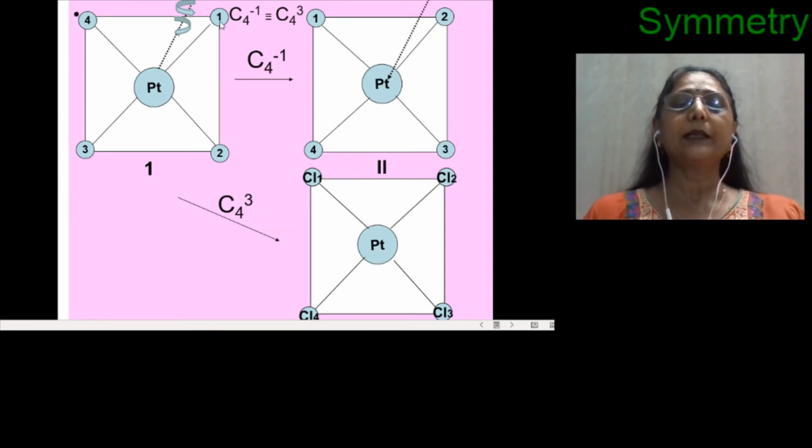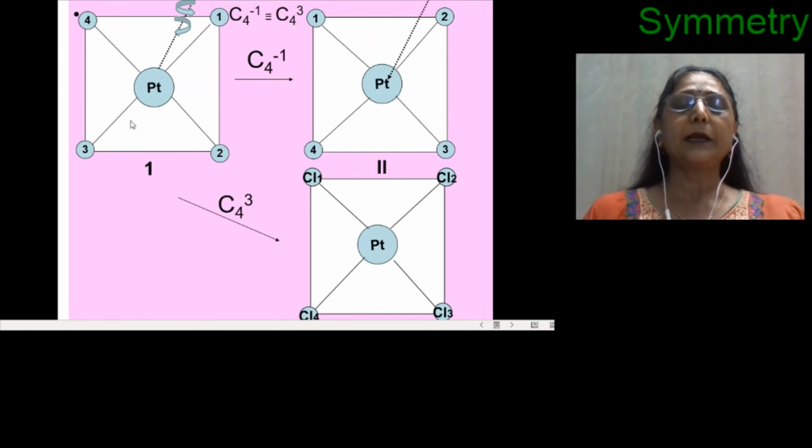What will happen in that case? This chloride 1, after anti-clockwise rotation 1 time, will go over here. 4 will come in place of position 3, 3 will go in place of position 2, and 2 will come over here in place of position 1. So this structure represents C4 inverse, that is anti-clockwise rotation for one time at 90 degrees, and this is chloride 1, this is chloride 2, this is chloride 3, and this is chloride 4.